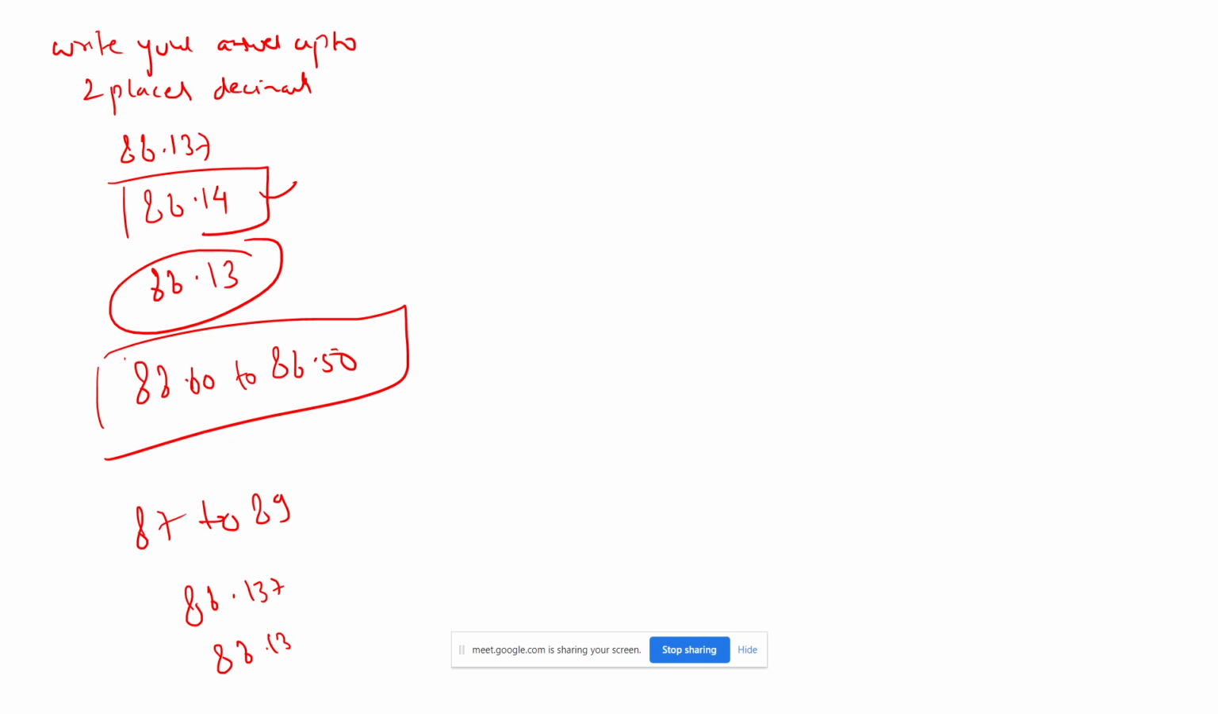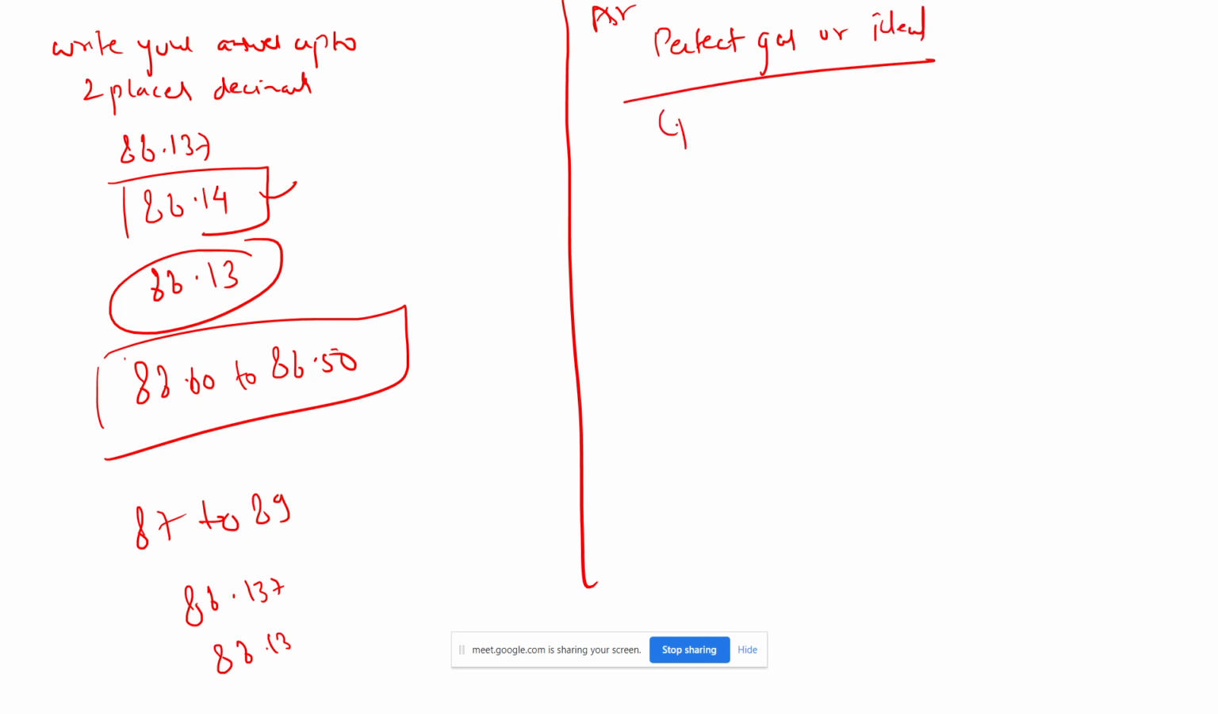If they say assume perfect gas or ideal gas, then they will not give you the value of Cp, Cv, gamma. In that case, since it is a perfect gas, Cp will be 1.005 kilojoule per kg Kelvin, Cv will be 0.718, and gamma will be 1.4.